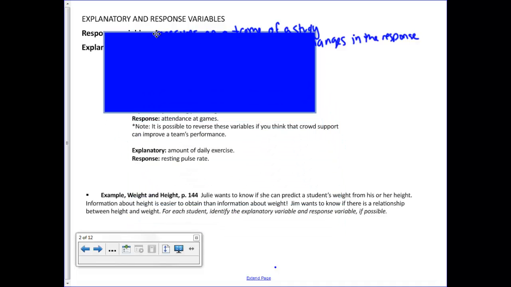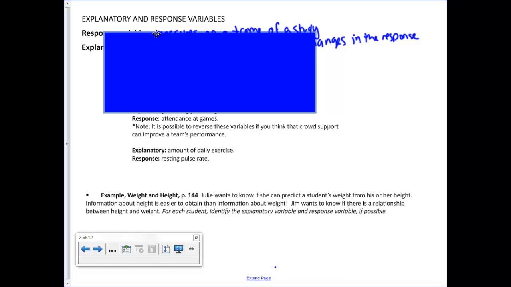And we also maybe talk about this one. This is just an additional example. If you don't quite understand, you could jot it down. Amount of daily exercise, so how much you exercise, your physical activity, could help explain your response, like your resting pulse rate. Explanatory and response.